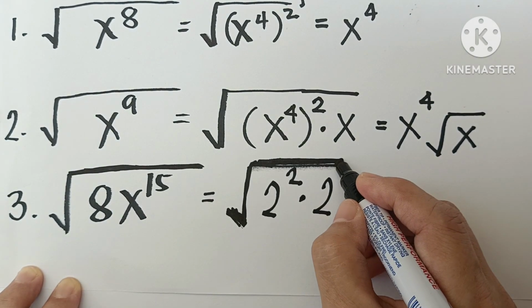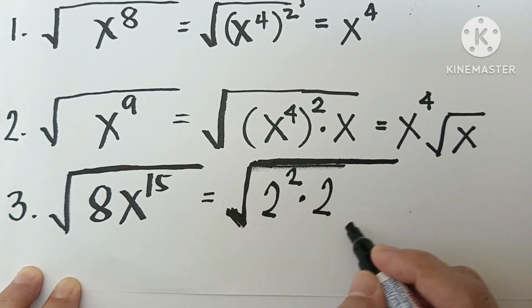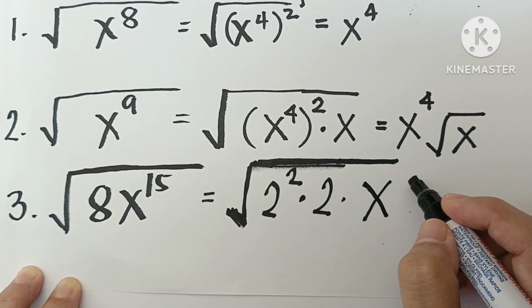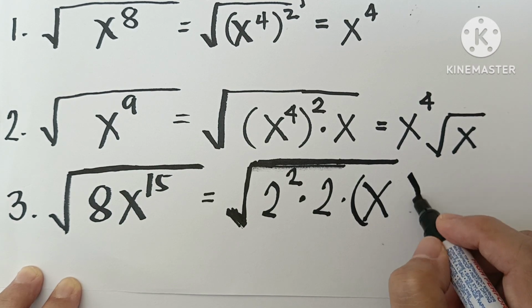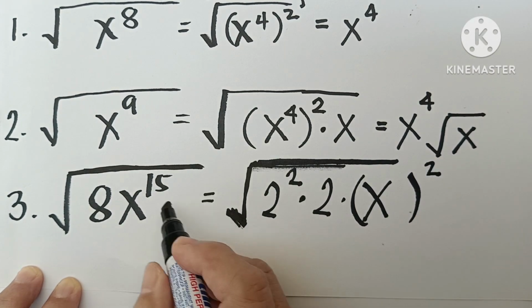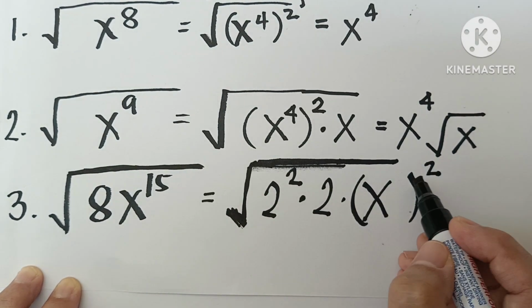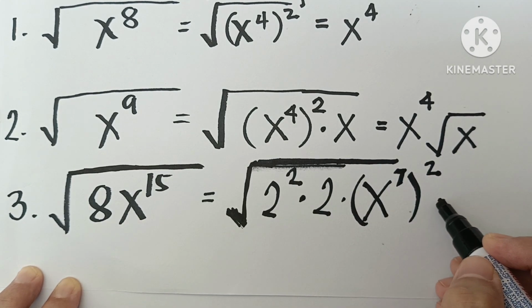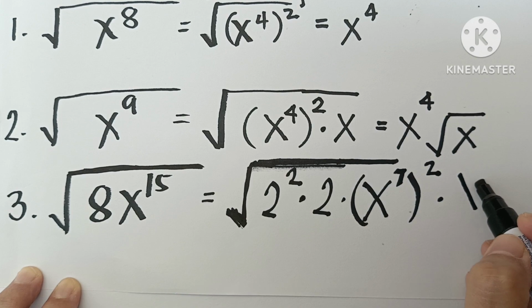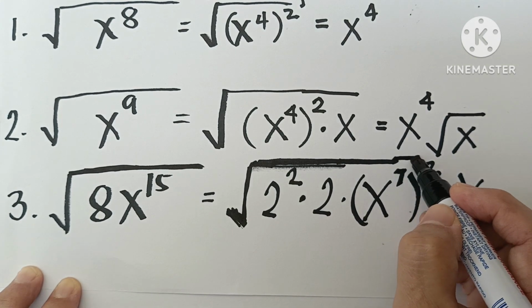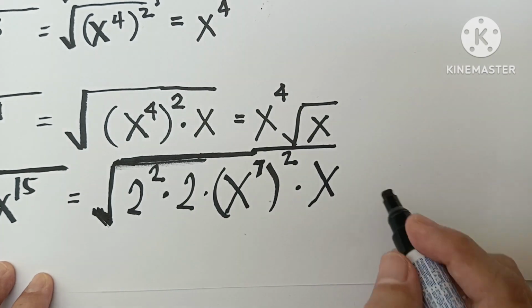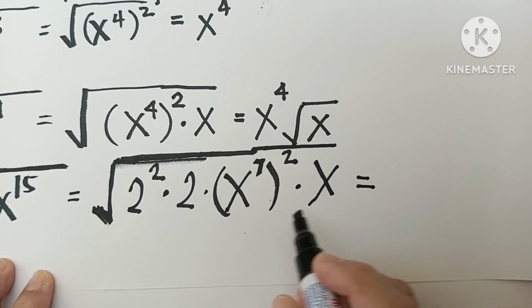Now, for x to the 15, again, we square it, because our index is still equal to 2. And then we divide 15 by 2, which is 7, with a remainder of 1. So again, we need to multiply it by x to make up for the remainder, because 15 is what we need.